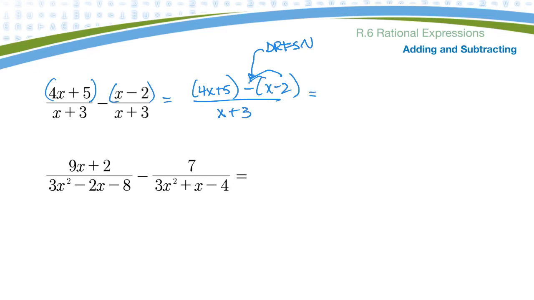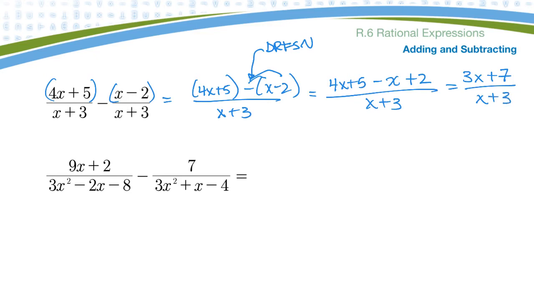So to simplify this, I would write 4x plus 5 minus (x plus 2) over x plus 3. Collecting like terms, I'd have 3x plus 7 over x plus 3. Notice if you mess up on any one of those negative signs in there, bad things happen. So you have to be careful.